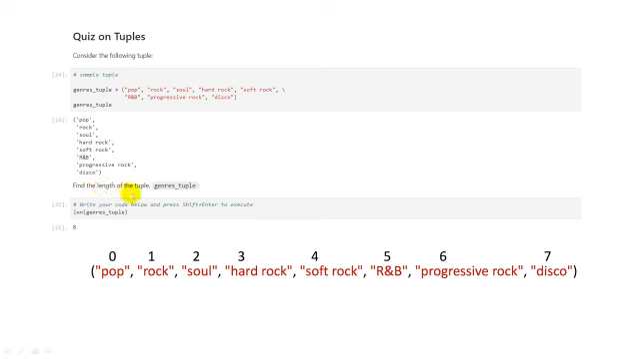Find the length of the tuple genre tuple. So how do you get the length? You simply write len, and inside it the tuple genres underscore tuple. So you will get 8. How is it 8? 0 1 2 3 4 5 6 7, and the total including 0 is 8. So I told you that the length is 8, but the index starts from 0. So this is basically 0 to 7, but the total length is 8.